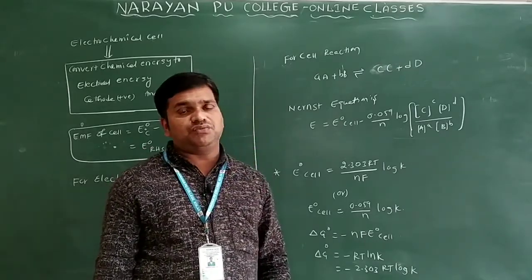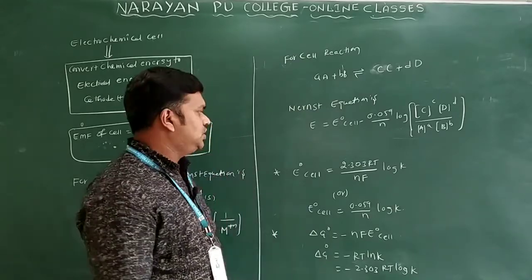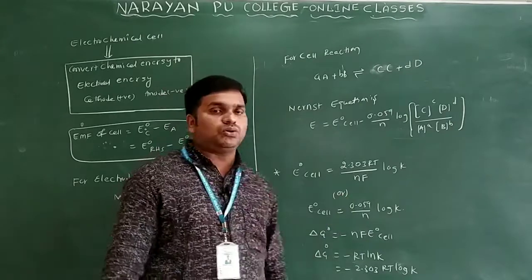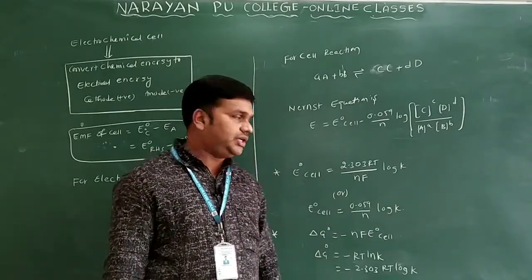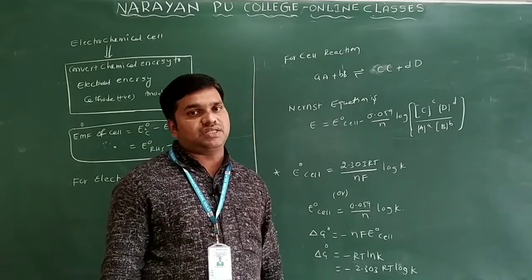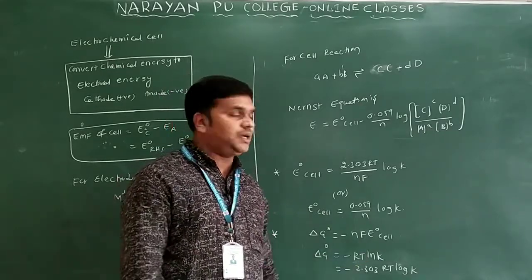This we are using in the form of equilibrium constant K only. So this is the relation between E naught of the cell and equilibrium constant. E naught cell is equal to 2.303 RT by nF into log K, or you can say E naught cell is equal to 0.059 by n into log K. See, already we did some of the problems on these two formulas.